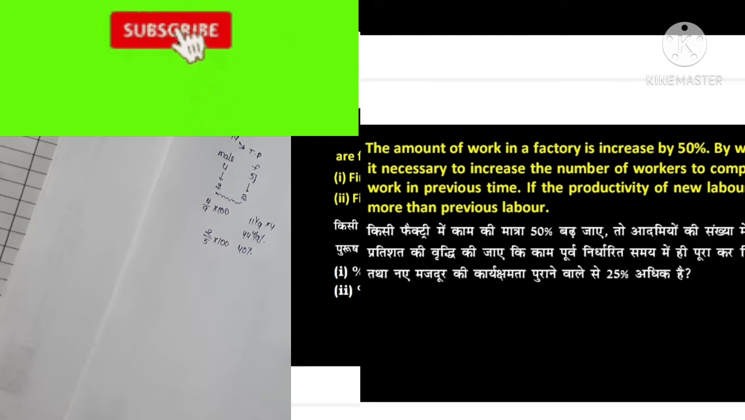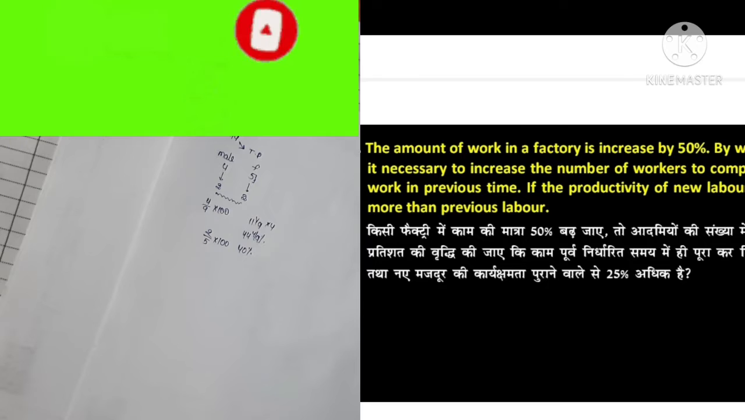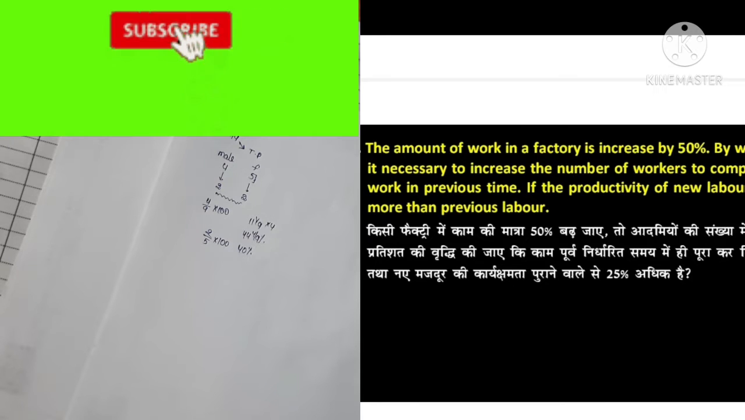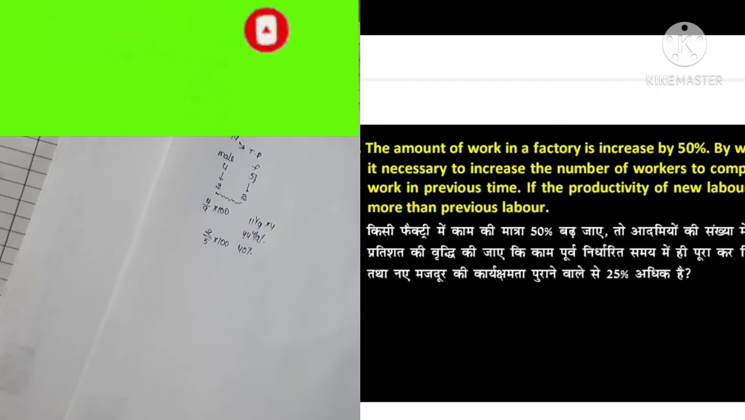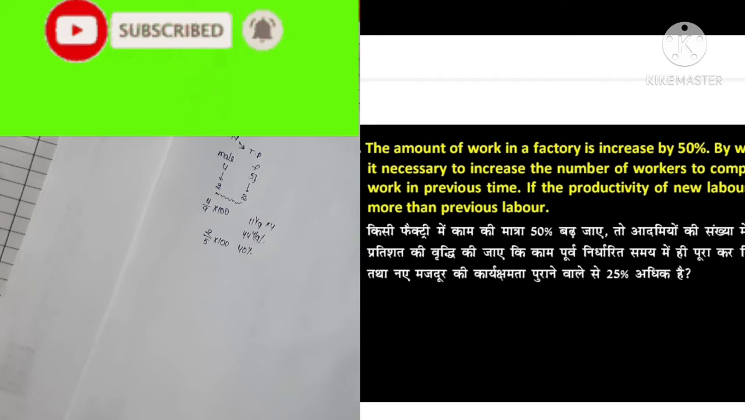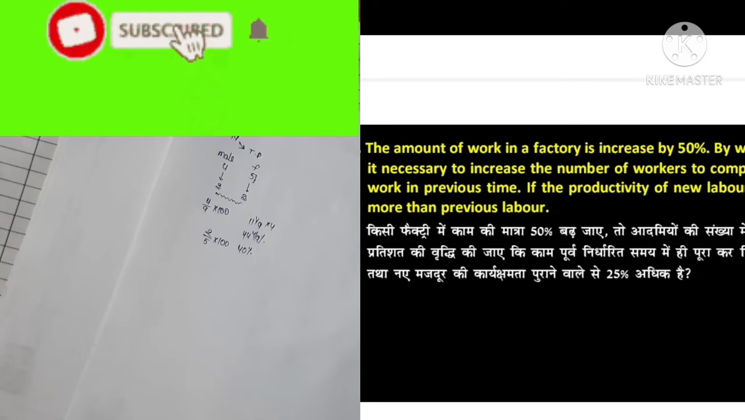The amount of work in a factory is increased by 50%. By what percentage is it necessary to increase the number of workers to complete the work in previous time, if the productivity of new labor is 25% more than previous labor?